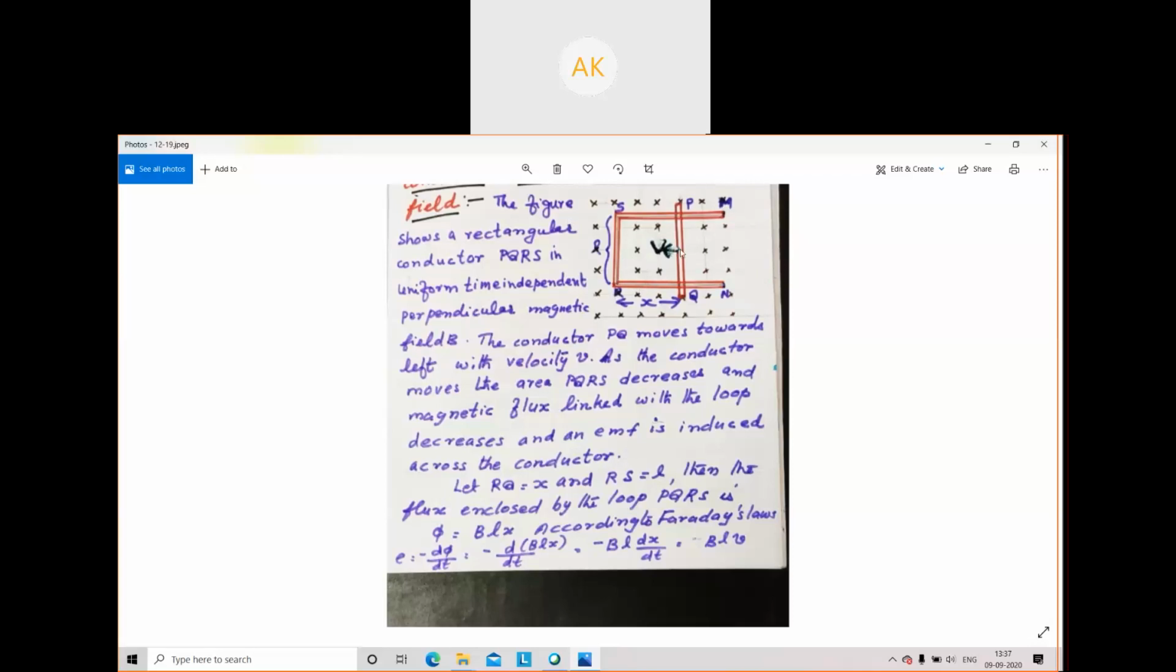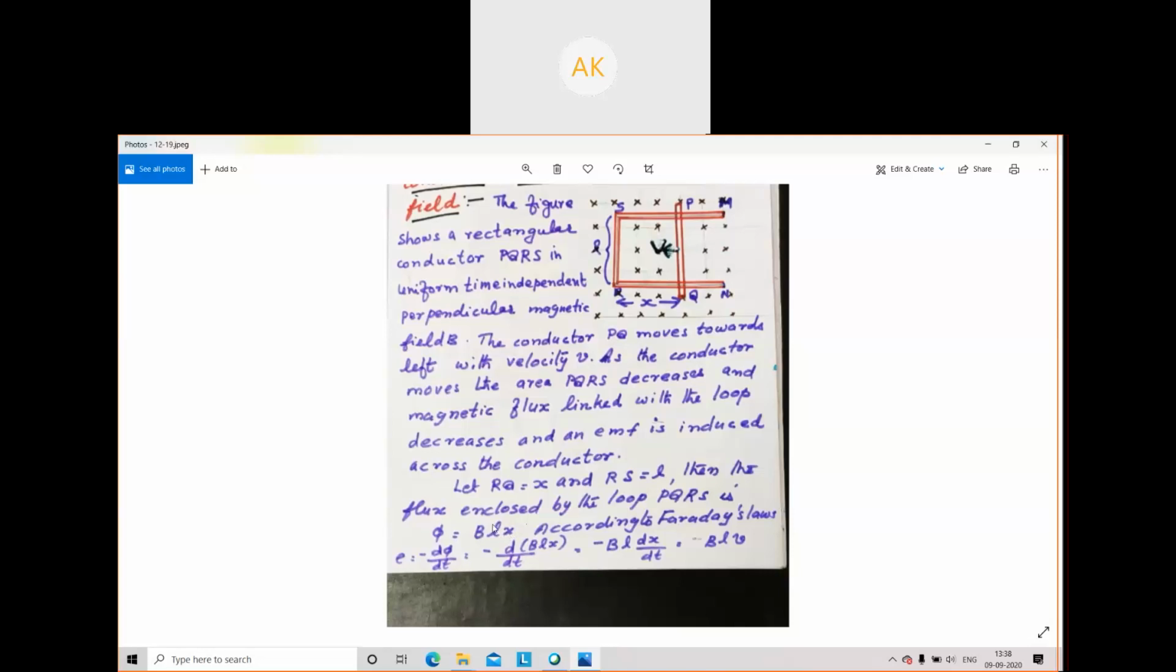The conductor PQ is moved inwards with a velocity v, and area equals L into X, length into breadth. So flux equals B into L into X. L into X is the area enclosed by the loop PQRS. So flux equals B into A, which is B into L into X.